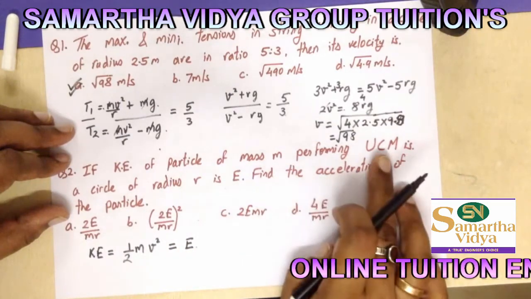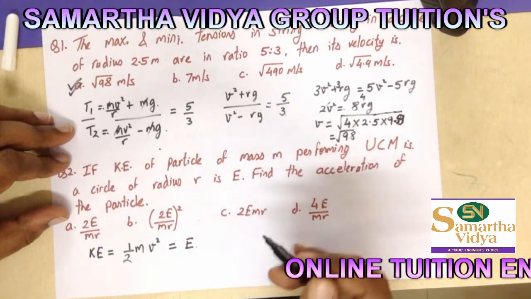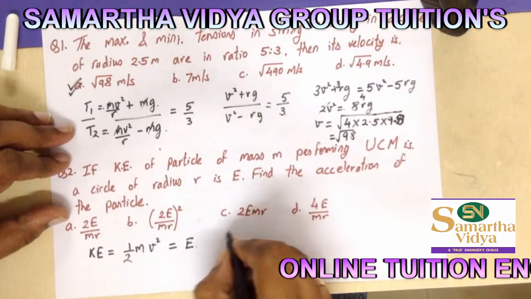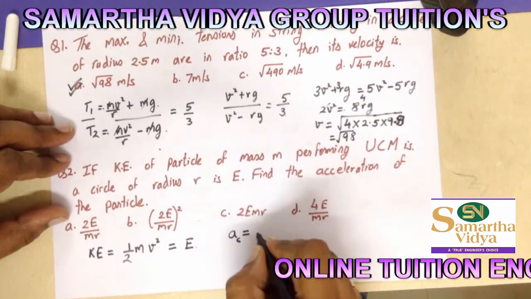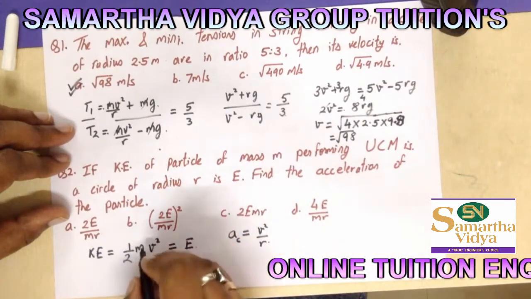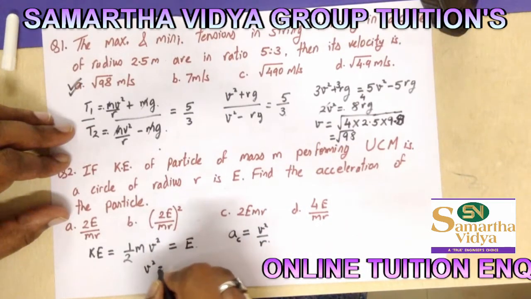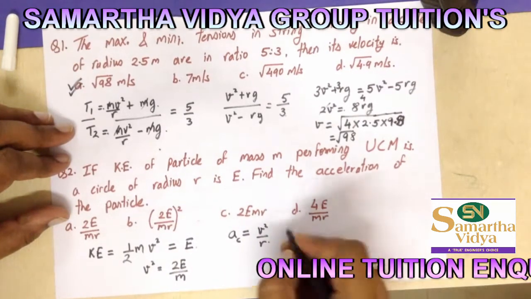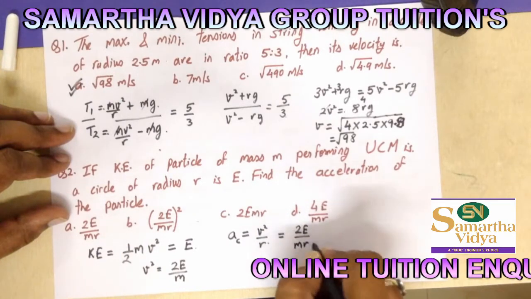In this case, since it is UCM, the acceleration they are talking about is nothing but the centripetal acceleration. We know that acceleration a is given by the formula v square by r. I need to find what v square is. From this I get v square is nothing but 2E by m. If I substitute v square, I get 2E by mr, which is nothing but option A.